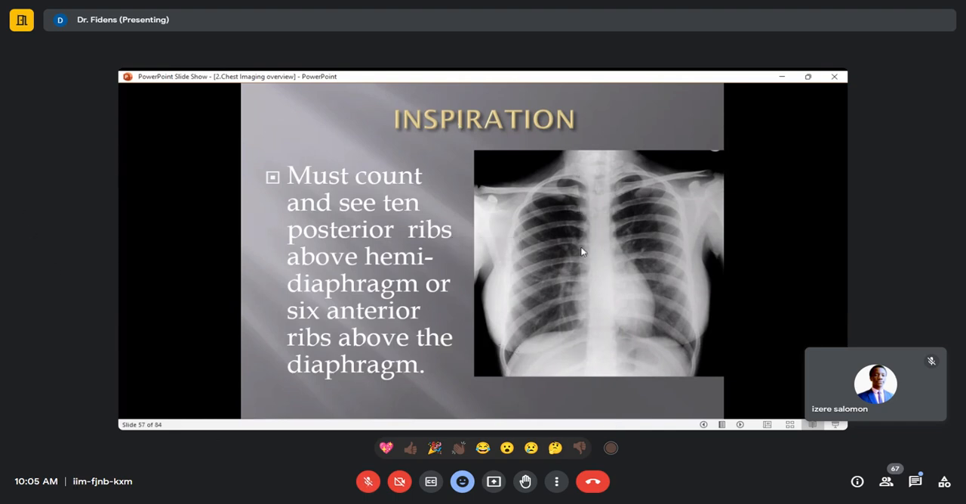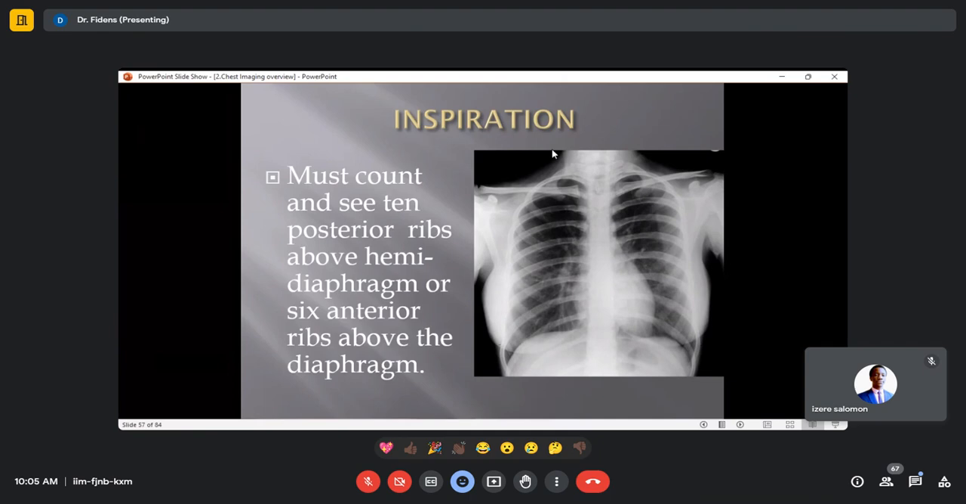Check how the mediastinum size is not widened, it is normal. The heart size is normal. So everything is fine. These are the breast shadows. Check how they are even; the coordination, or centering, is good.